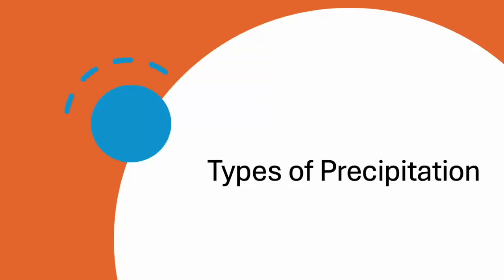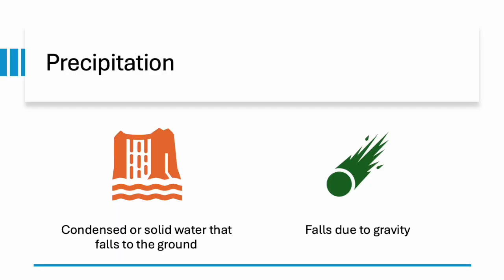Hello. We know that water travels up into the sky to form clouds. That's condensation. But what happens when these clouds get full and heavy? The water has to come back down to Earth. Any form of water that falls from clouds and reaches the ground is called precipitation. Today, we're going to explore the different ways water makes its return trip to us.